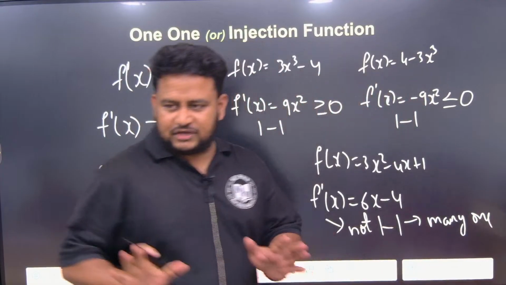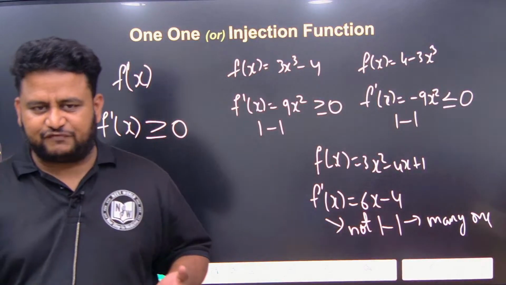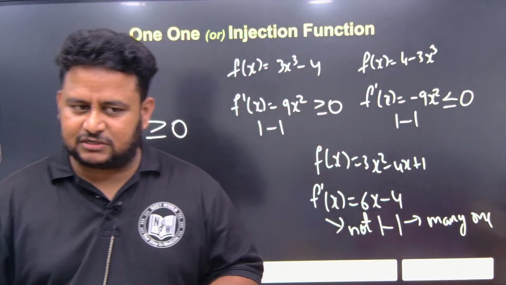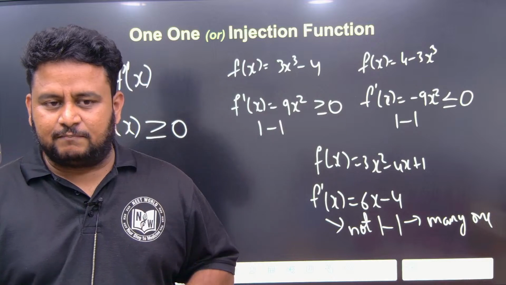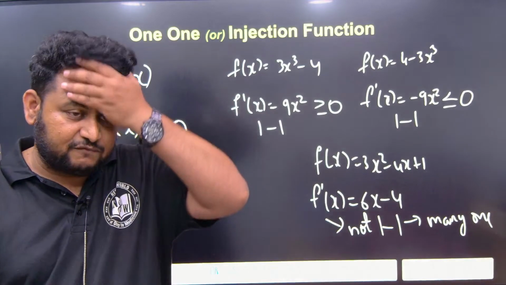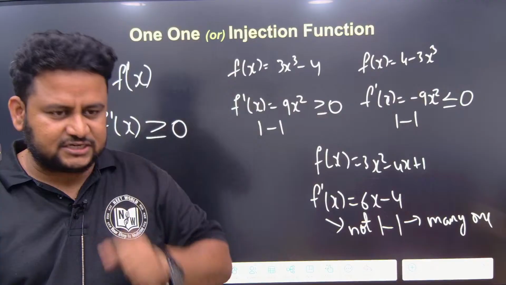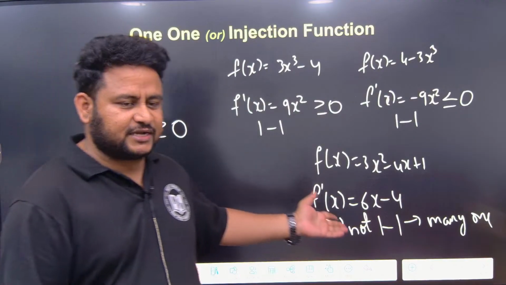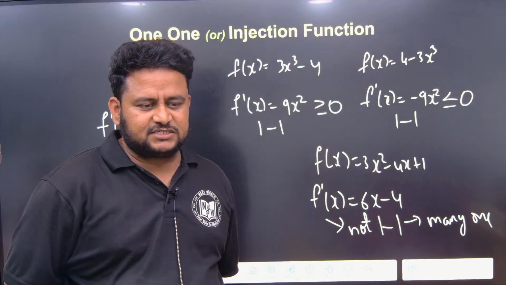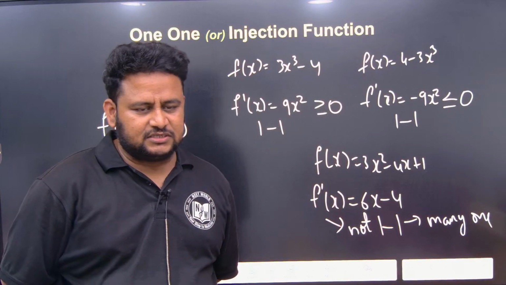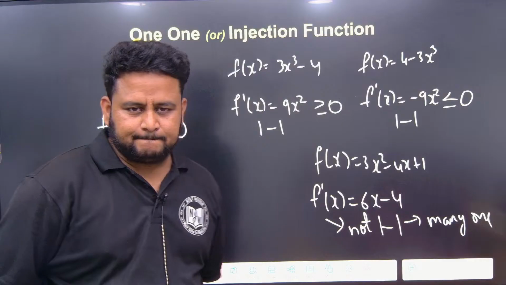First thing what you will do? Take f of x, find f dash of x. If f dash of x is greater than or equal to 0, it is one-one. If it is less than or equal to 0, then also it is one-one. But if you are not able to identify whether it is positive or negative, then it is not one-one. This is many-one. Clear?